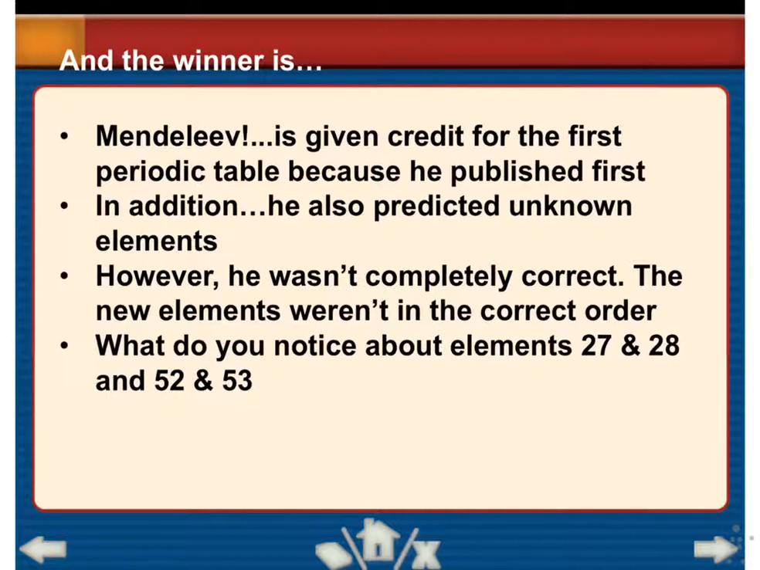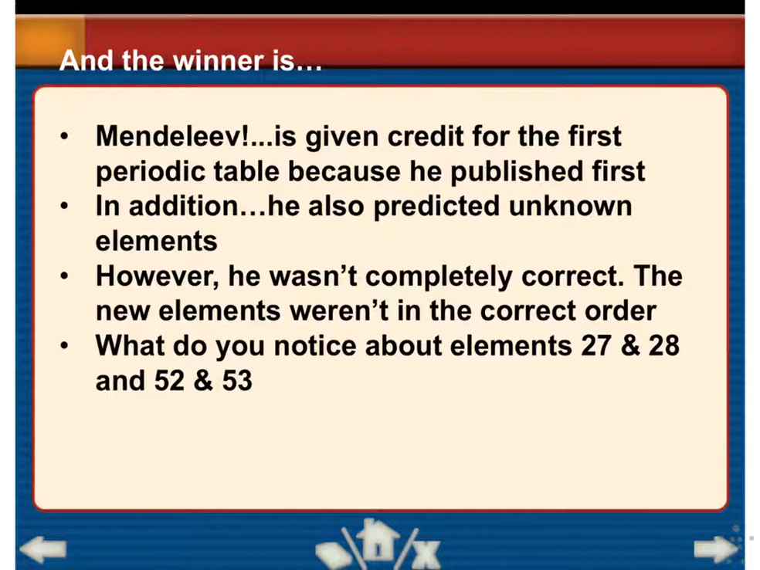So in addition to the table that he came up with, he was also able to predict unknown elements, and he left spaces in his chart where those elements would go. And yes, those elements were discovered, and yes, they belonged in those places on his periodic table.